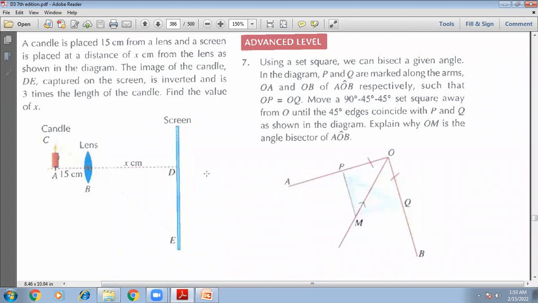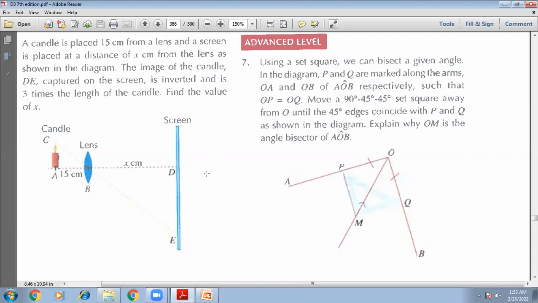The next question coming up on your screen is question number 7. Using a set square, we can bisect a given angle. In the diagram, P and Q are marked along the arms OA and OB of angle AOB respectively, such that OP equals OQ. Move a 90, 45, 45 set square.